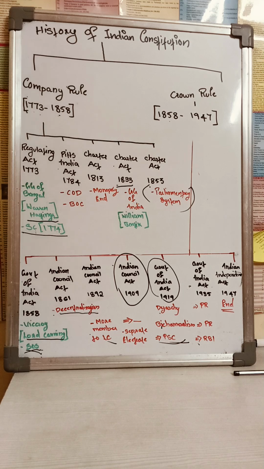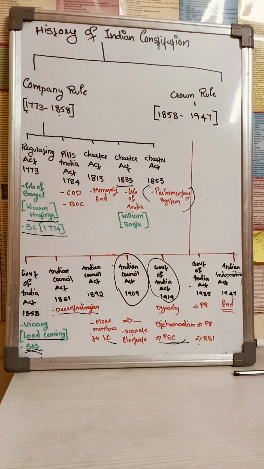Next is Pitt's India Act of 1784. It divided the company into two parts. First is the Court of Directors, for commercial purposes, and the BOC, the Board of Control, for political functions. It is in this act that the company's territories were called a British possession in India.